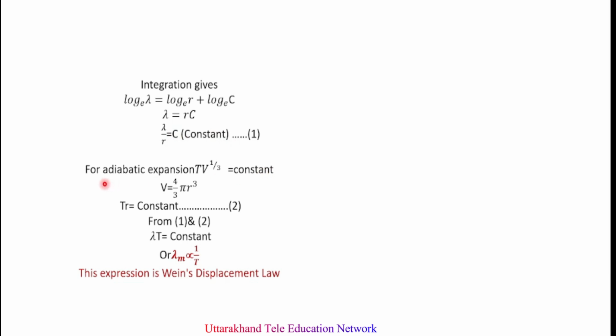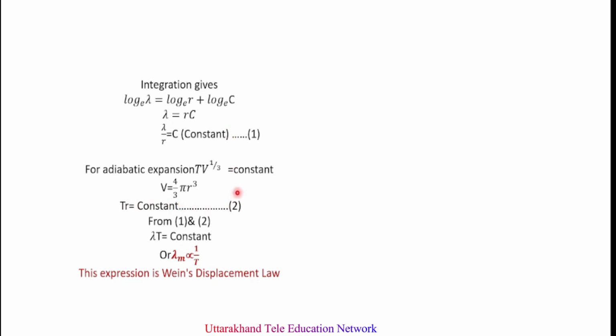Now again here we allow slow adiabatic expansion. So we know that the adiabatic expansion relation in terms of temperature and volume is T V to the power 1 by 3 is equal to constant. So this is our T V to the power 1 by 3, and also we know that V is equal to 4 upon 3 pi r cubed. This is the formula of the volume of spherical bodies. Putting in V, we see 4 upon 3 pi is also a constant, and r cubed to the power 1 by 3 gives r, so T r is equal to constant.